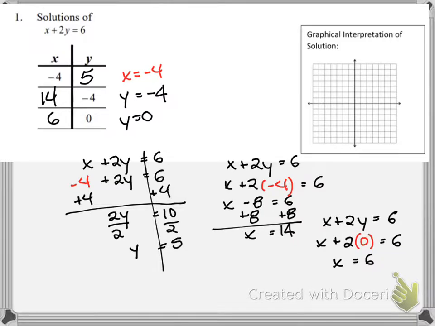Let's take a minute and see if we can interpret this result. We have the point -4, 5. So -4, 1, 2, 3, 4, 5. That's right here. Okay, so that's our first point. Then we have the point 14, -4. Unfortunately, that's not going to fit on our graph. Then we have the point 6, 0, so that would be this point right here. Two points form a line, and hopefully you can see that the line would be the line that connects those 2 points.